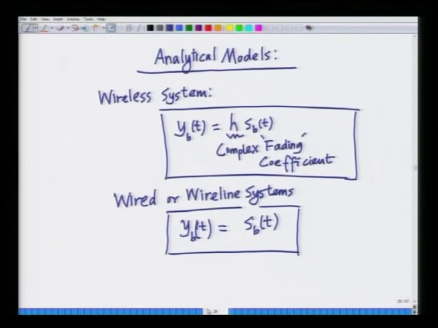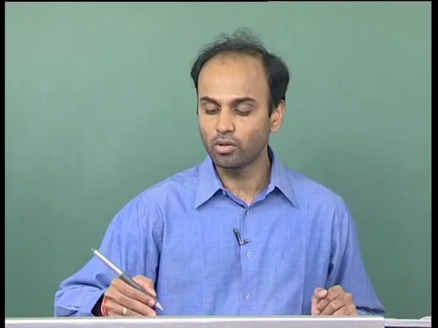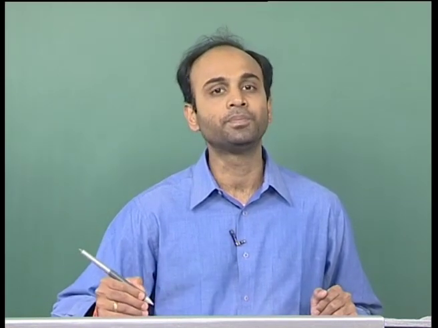We said this complex coefficient has a name. This complex coefficient is also known as the complex fading coefficient, fading because the magnitude of this is a random quantity which varies from time to time, place to place, and this in turn causes the signal power to fade. So, this is known as a complex fading coefficient.